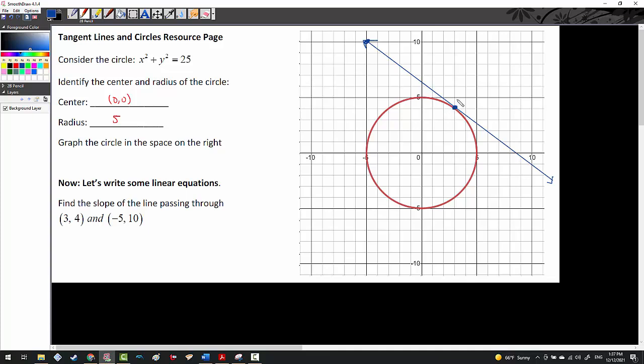So I want you just to keep that in your back pocket, because we'll graph another line in just a second that will allow us to see a similar effect happen. But let's find the slope here. So if I make this x1 and y1 and x2 and y2, this will be using our formula to find slope, which is y2 minus y1 over x2 minus x1. That's going to be 10 minus 4 over negative 5 minus 3, which is going to be 6 over negative 8, which reduces to negative 3/4. That's our slope right there.